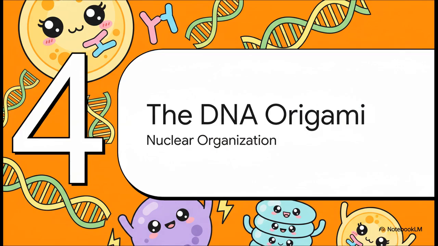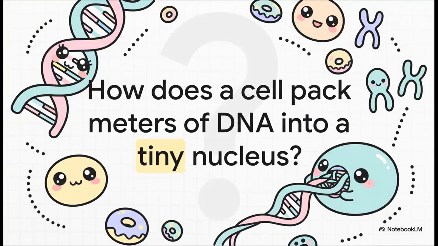All right, for our final and deepest zoom in, we're going to the very heart of the cell's organization, the nucleus. We're talking DNA origami. We're moving beyond organelles to the incredible challenge of information management. So think about this for a second. If you could take all the DNA from a single human cell and stretch it out, it would be about 2 meters long. 2 meters! So how on earth do you pack all of that into a nucleus that's just a few micrometers across? How is it not just one giant tangled mess?